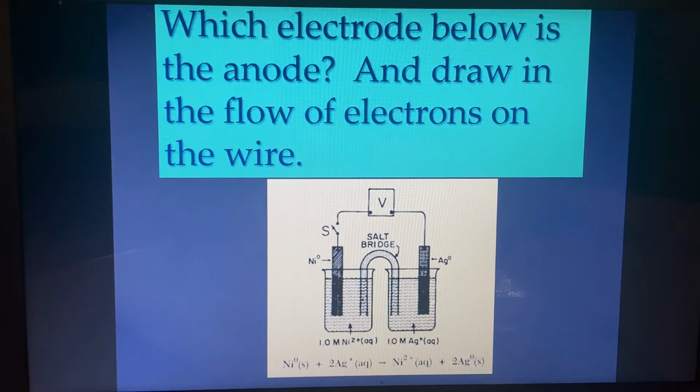All right, you could figure out which one's the anode a couple of ways here. They give you the overall net ionic equation, which we talked about, showing you just the particles that are involved. Or you can look at the two metals and look on your table J.